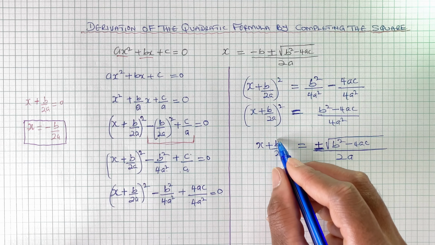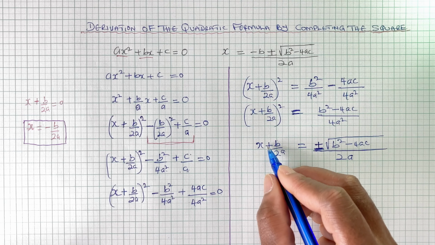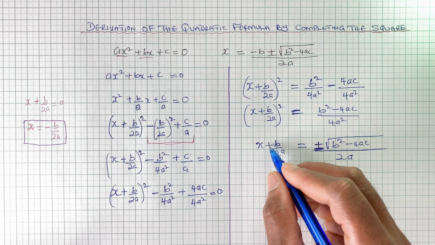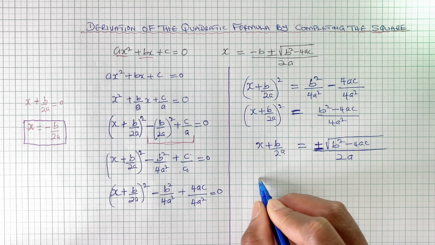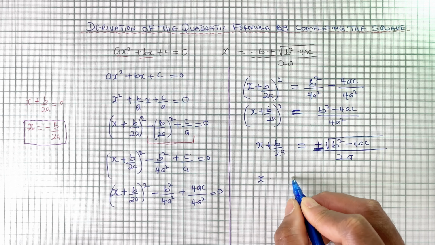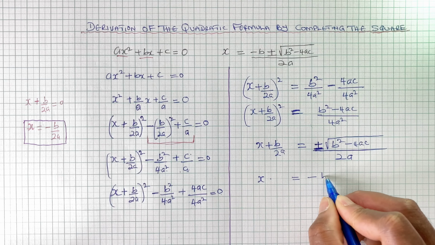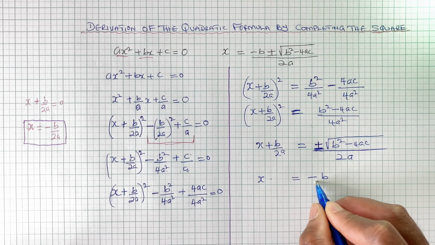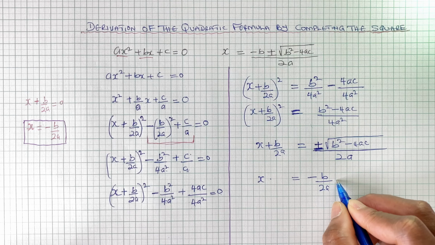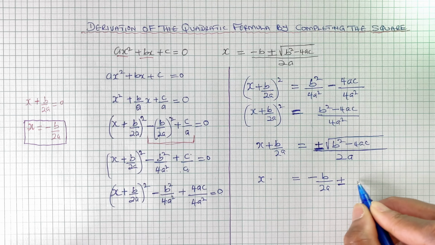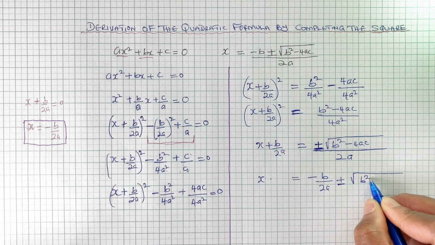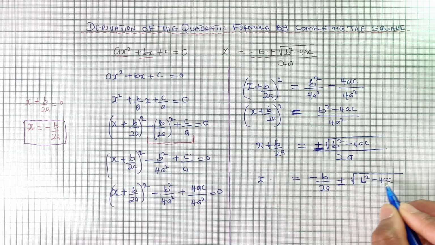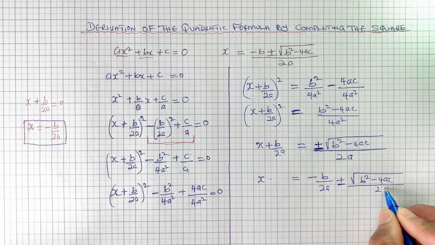Now I need to move b over 2a to the other side because there's a plus here. I have to do the opposite, which is take away b over 2a. So I get x equals minus b over 2a plus or minus square root b squared minus 4ac over 2a.